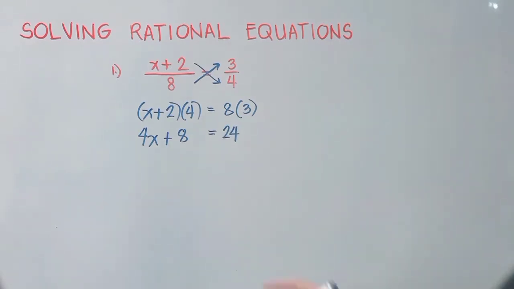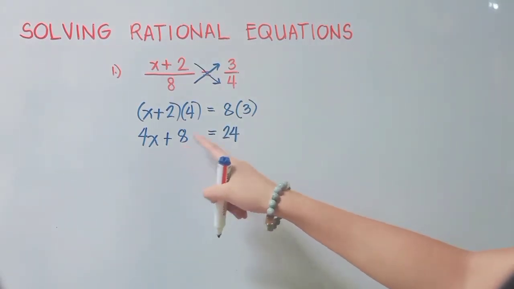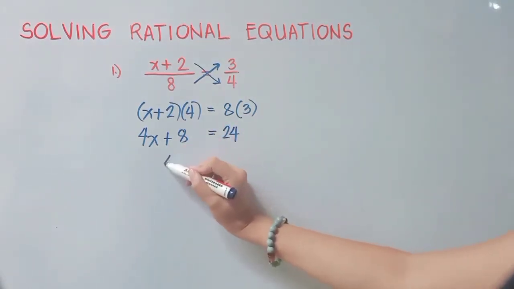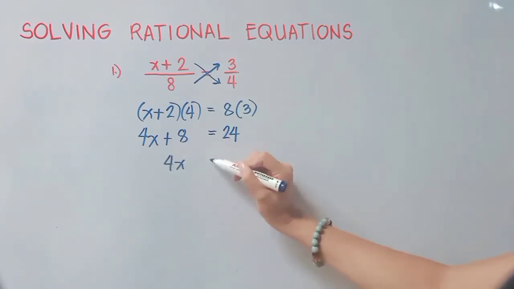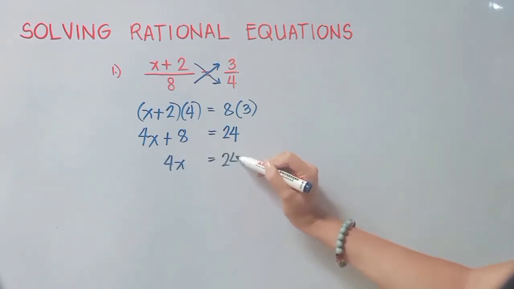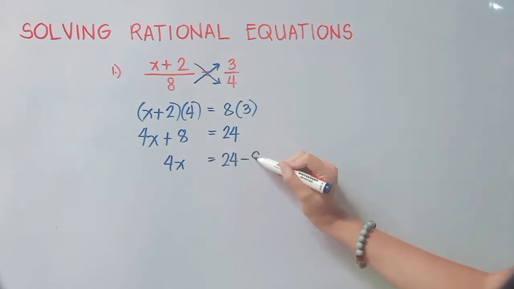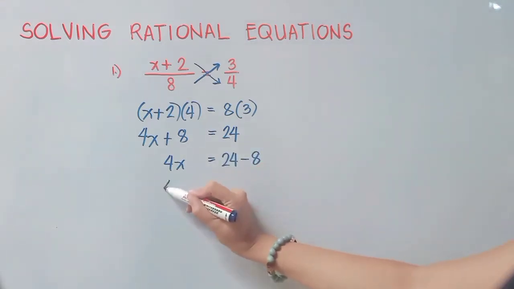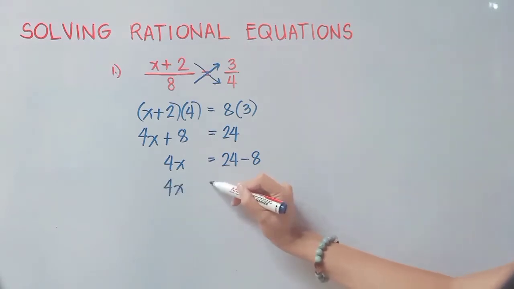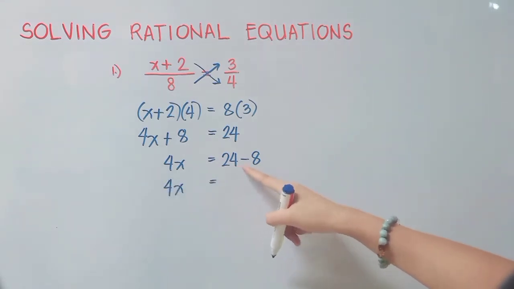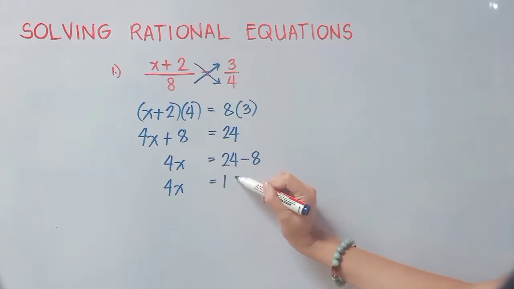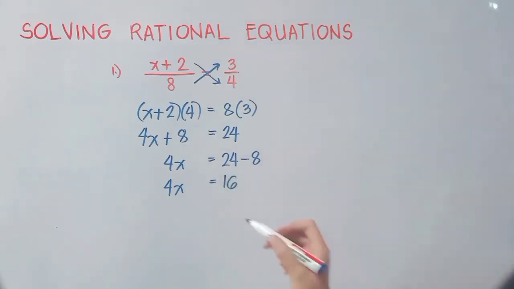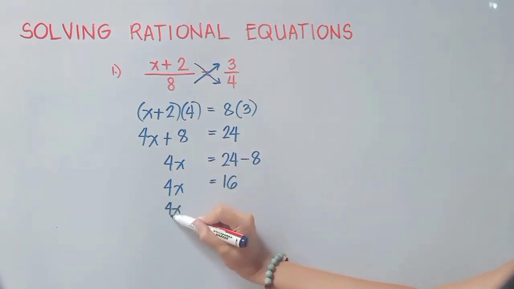Now retain the term with the variable on the left side, so we will transpose 8 to the other side, so that is copy 24. From positive, it will become negative 8. Now copy 4x, which is equal to 24 minus 8 is 16. So divide both sides by 4.